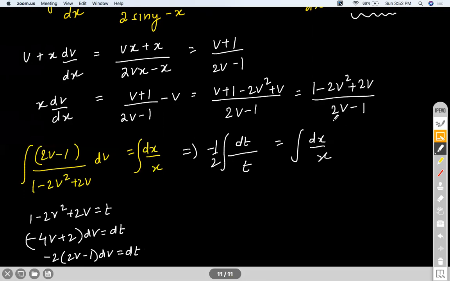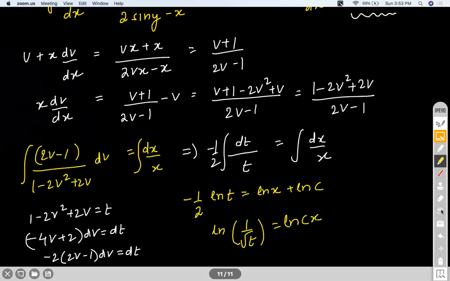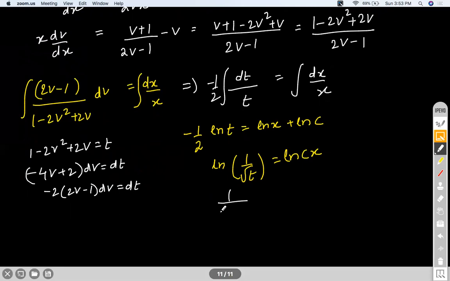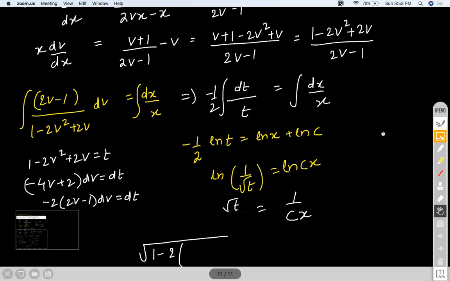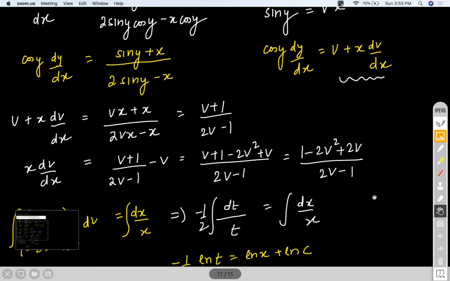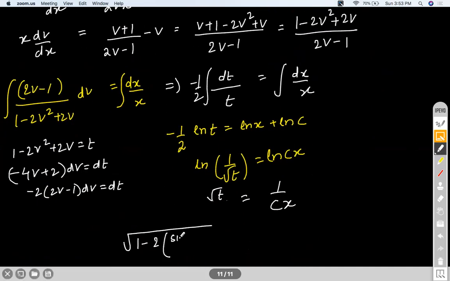Now, completing the integration process over here, it becomes minus half ln t is equal to ln x plus ln c. That is ln 1 by root t is equal to ln cx. Drop the ln from both the sides. So 1 by root of t, let me just flip the points here, root t is equal to 1 by cx. What is root t? Root of 1 minus 2v square. Now what is v here? Remember you had substituted sine y is equal to vx. So v is nothing but sine y by x. So you can directly make that substitution here.